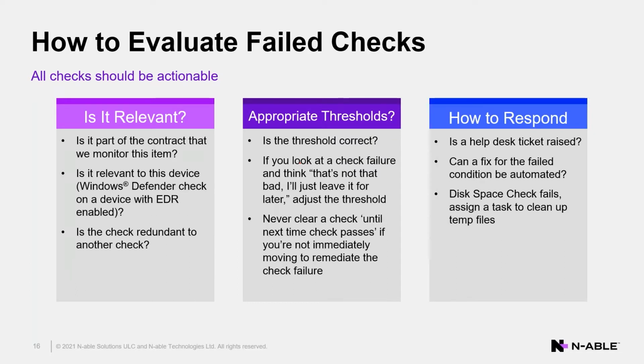Is it relevant? Is it the appropriate threshold? And what should I do about it? So the first one is, is it relevant, right? Is it part of your contract that you should monitor this? Or is it a plus value I give to my customer? Is it actually relevant anymore to that device? Like I said earlier, if you're monitoring Webroot but you're using Defender, or if you're monitoring Defender and you're using EDR, well, what's the point, right? You're just creating noise, because Defender is not working anymore, then you just ignore them. It just gets messy. It doesn't make sense.